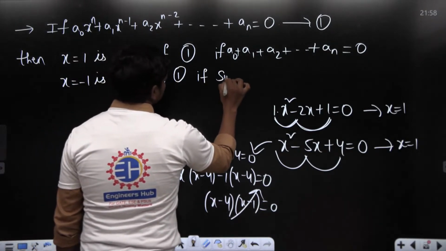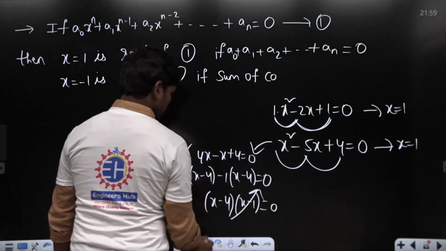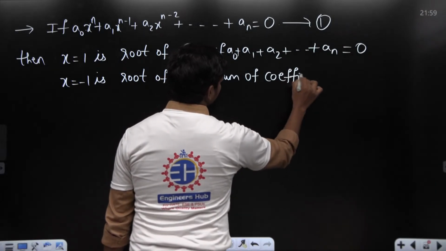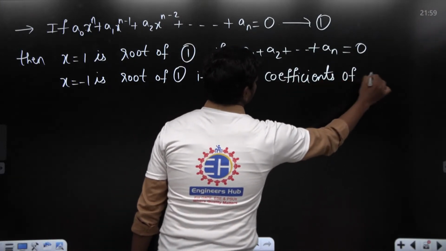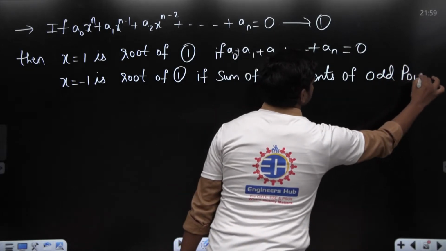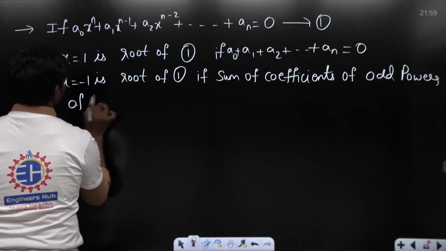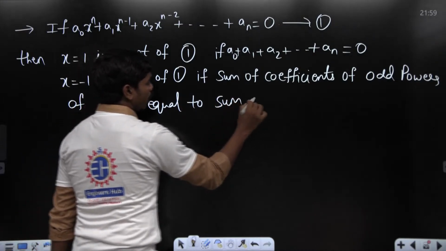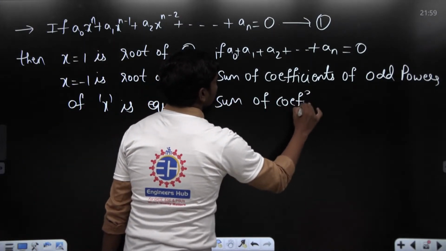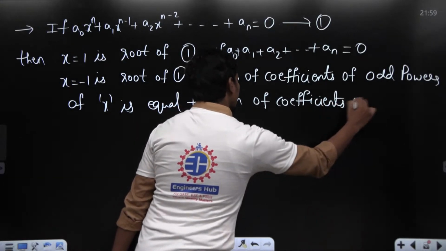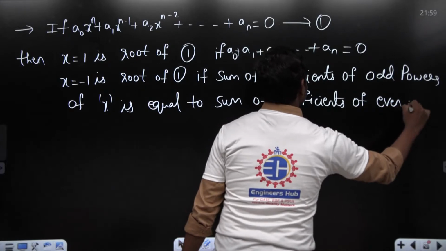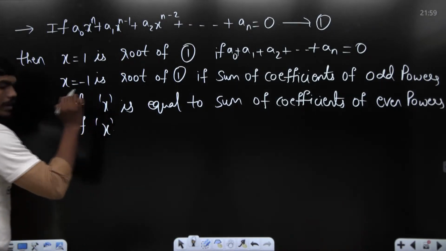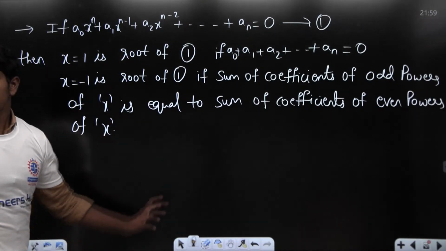the equation if the sum of coefficients of odd powers of x is equal to the sum of coefficients of even powers of x. Okay, is it clear to you again? So we have things like this.